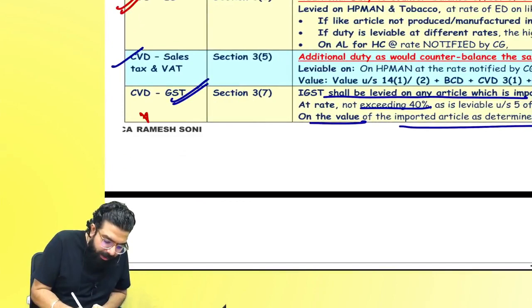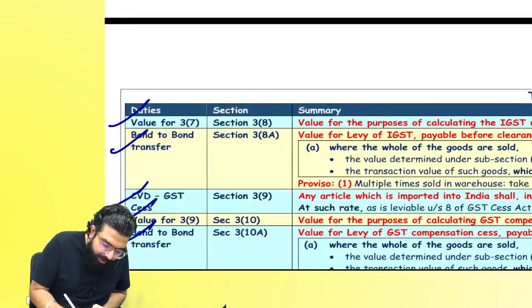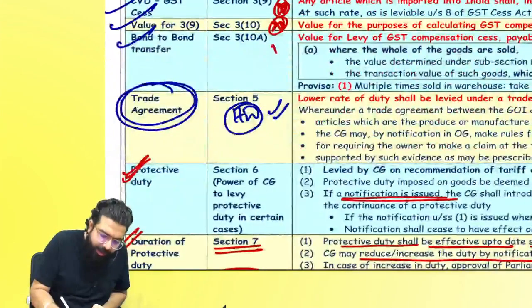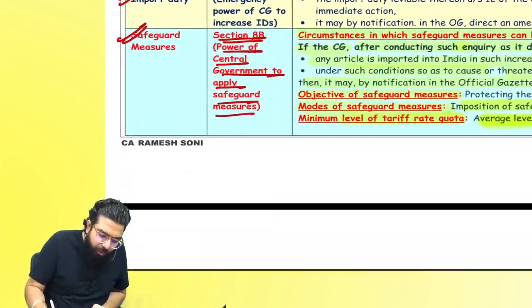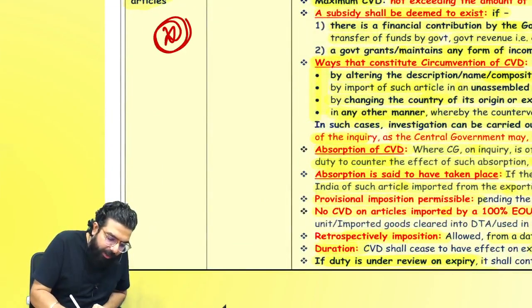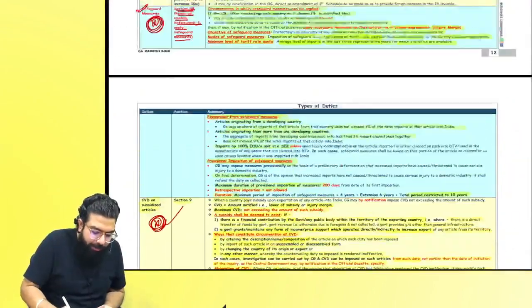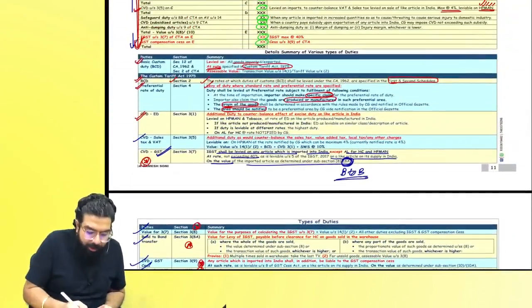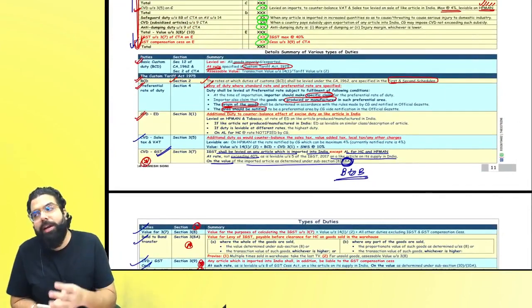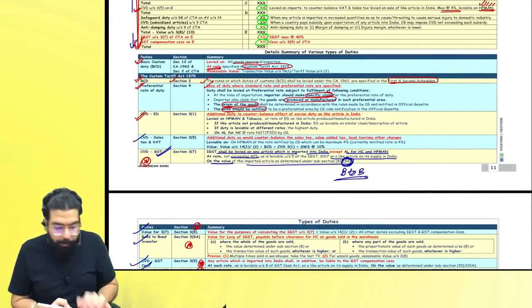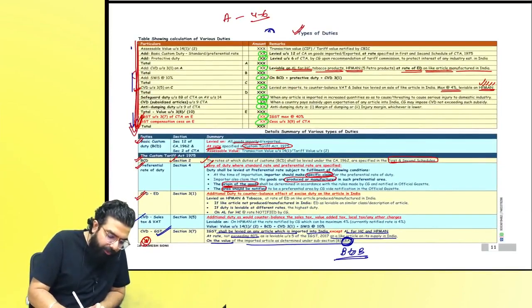Secondly, you should remember section 3.7, section 3.8, 3.8A, 3.9, 3.10 and 3.10A. Besides this, if you remember safeguard measure, that is also very important. In that, CVD on subsidized article is also very important, and then anti-dumping duty is also very important. These 5 points, which are anti-dumping duty, CVD on subsidized article, safeguard measure, 3.7, 3.8, 3.9, 3.10, are very important, and this flow is very important for your exam.